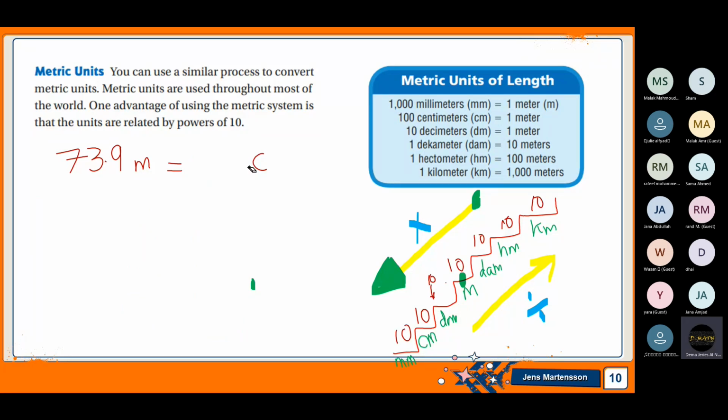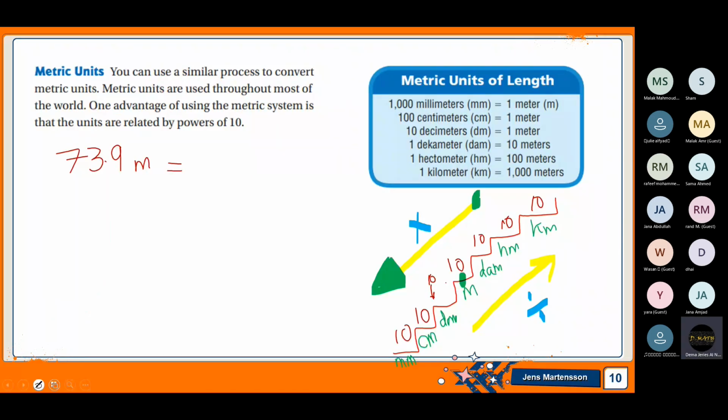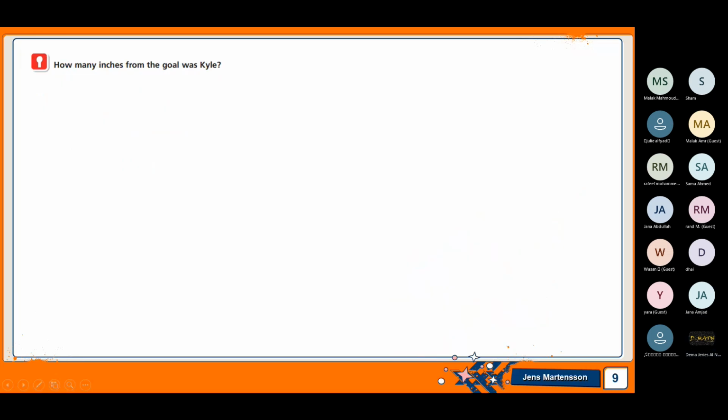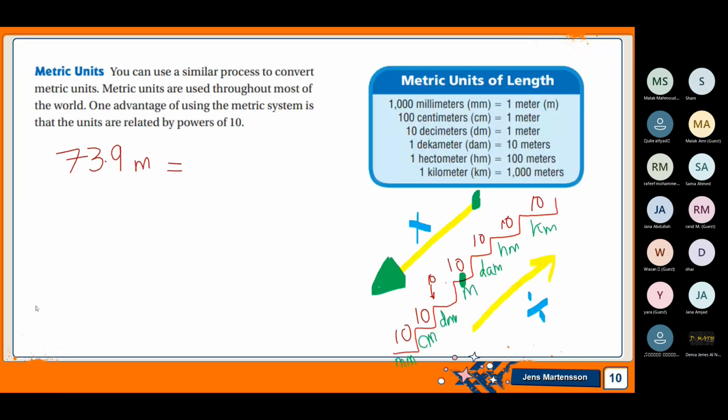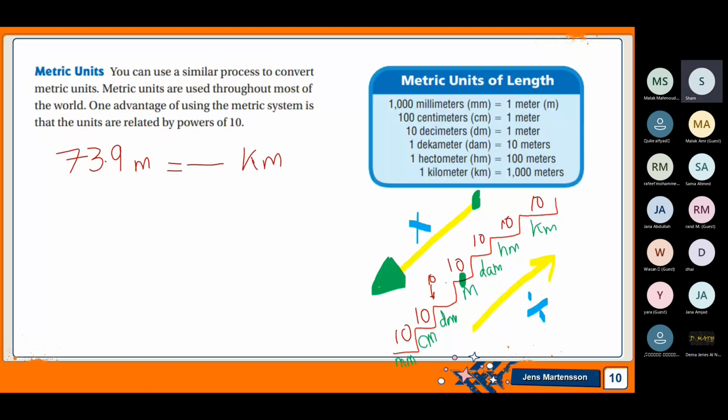Now, the second part of the question asks you: what is the length in kilometers? So, the 73.9 meter, they asked me to write it in kilometer. This is the question, okay? I will repeat. They asked what is the length in kilometers. Let's come back here. 73.9 meter, how many in kilometer?